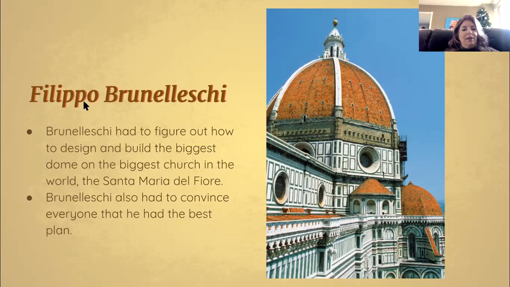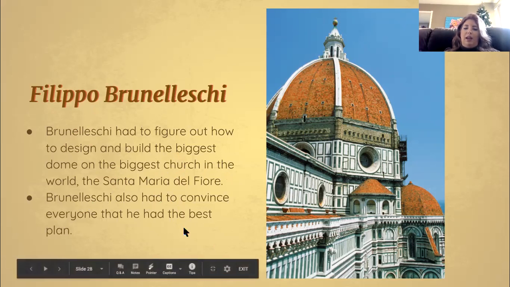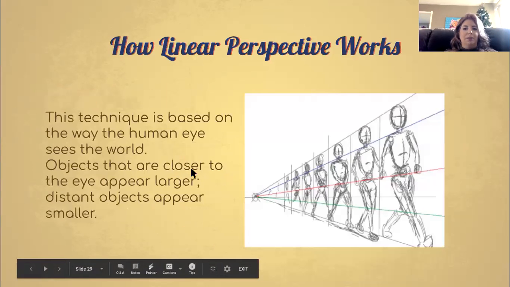All right, so anyway, Filippo Brunelleschi had to figure out how to design and build the biggest dome on the biggest church in the world. The Santa Maria del Fiore is what it's called. Brunelleschi also had to convince everyone that he had the best plan, right? Just that whole ego side of the artist, right?